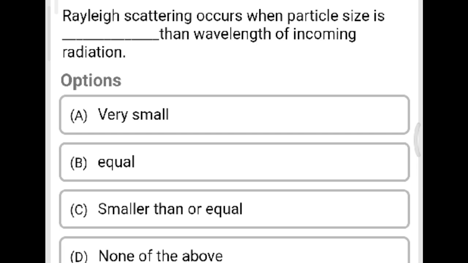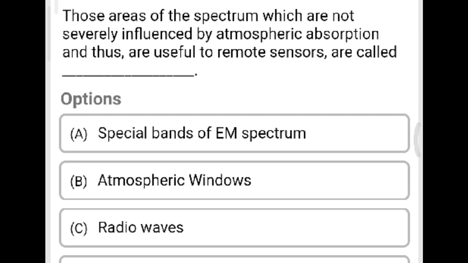Next question. Rayleigh scattering occurs when particle size is dash than the wavelength of the incoming radiation. Option A very small, option B equal, option C smaller or equal, option D none of the above. The correct answer is option A very small. Next question. Those areas of spectrum which are not severely influenced by atmospheric absorption and thus are useful to remote sensors are called option A special band of electromagnetic spectrum, option B atmospheric windows, option C radio waves, option D none of the above. The correct answer is option B atmospheric windows.